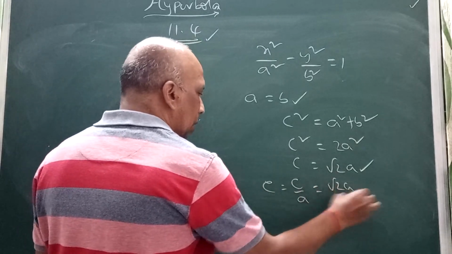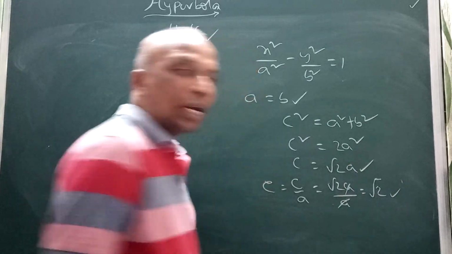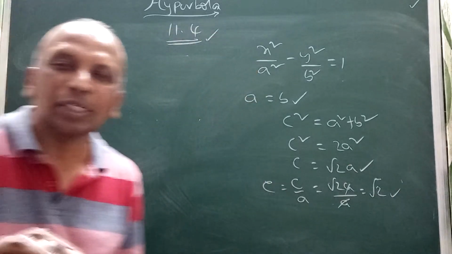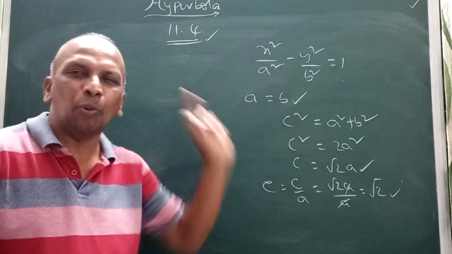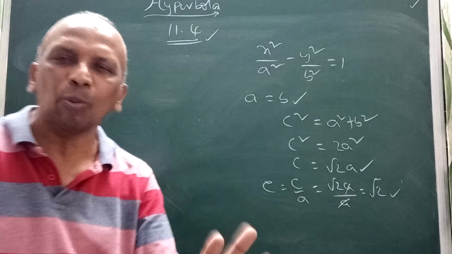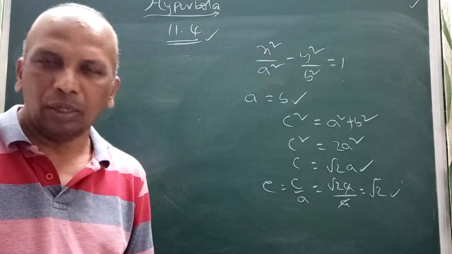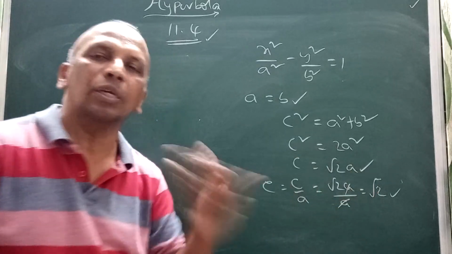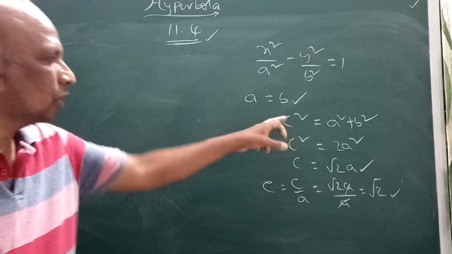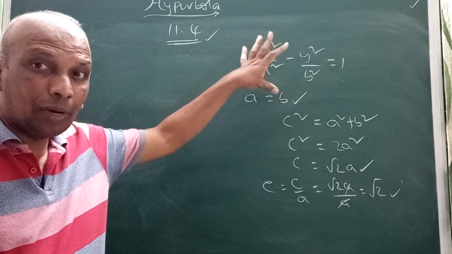So root 2a by a becomes root 2. So in the case of rectangular hyperbola, root 2 is the eccentricity. That's what I discussed here. Remember, in a hyperbola, if a is equal to b, that hyperbola is called equilateral hyperbola or rectangular hyperbola. In the rectangular hyperbola, the eccentricity is root 2, a fixed value. So I explained here, since a is equal to b, it is a rectangular hyperbola or equilateral hyperbola.